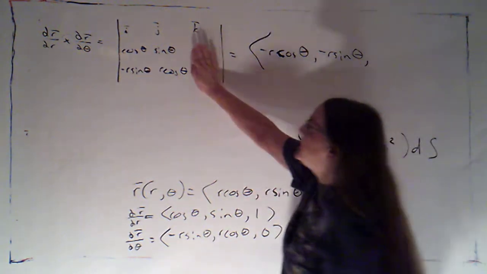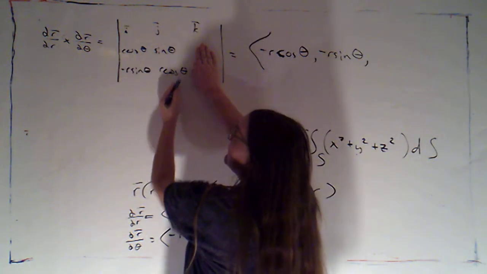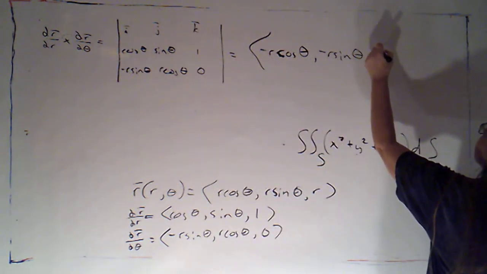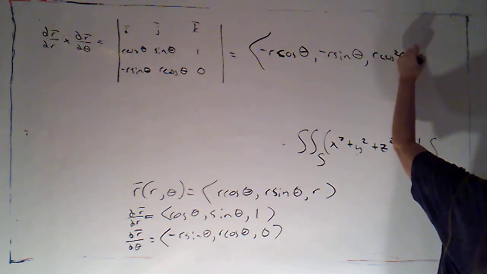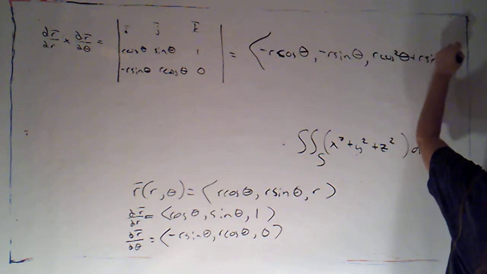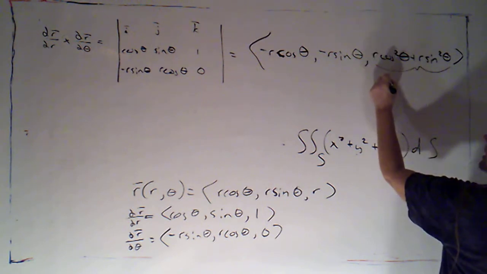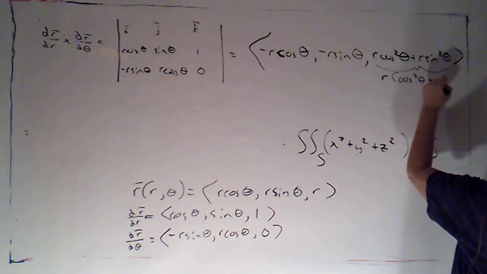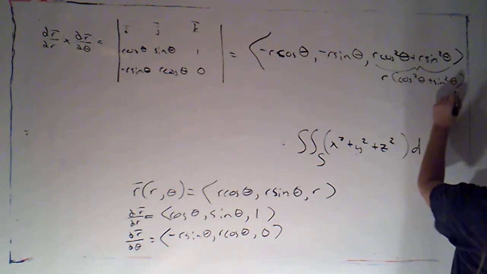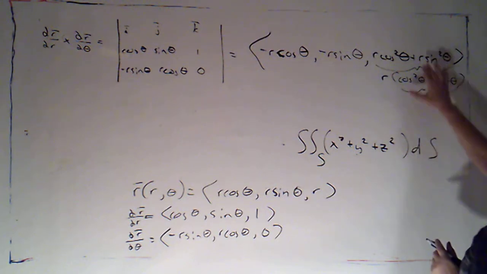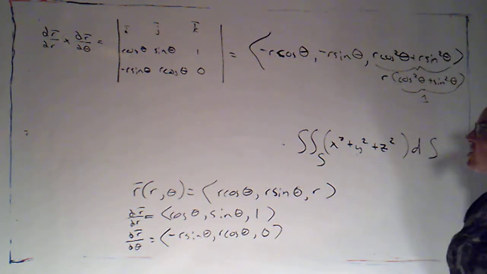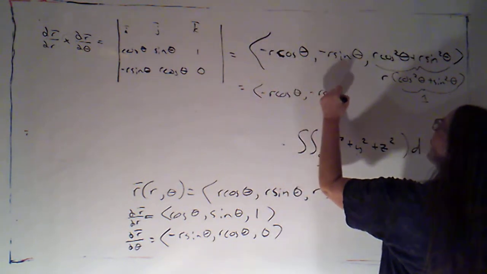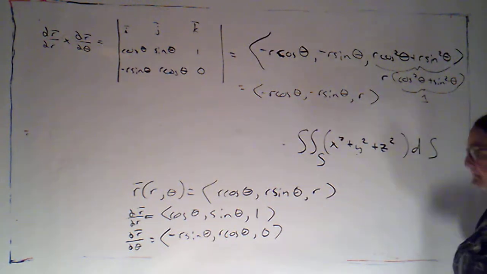And for the k component, I'm going to get r cosine squared minus a negative r sine squared. So that's r cosine squared theta plus r sine squared theta. And of course I can factor out that r, and that's just going to be r times cosine squared theta plus sine squared theta, and that is just 1. So my third component here is actually just r. So I'm getting negative r cosine theta, negative r sine theta, r.